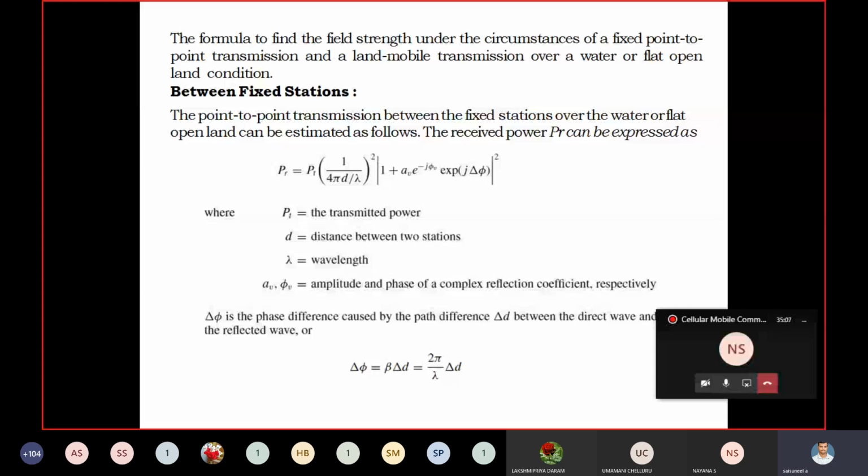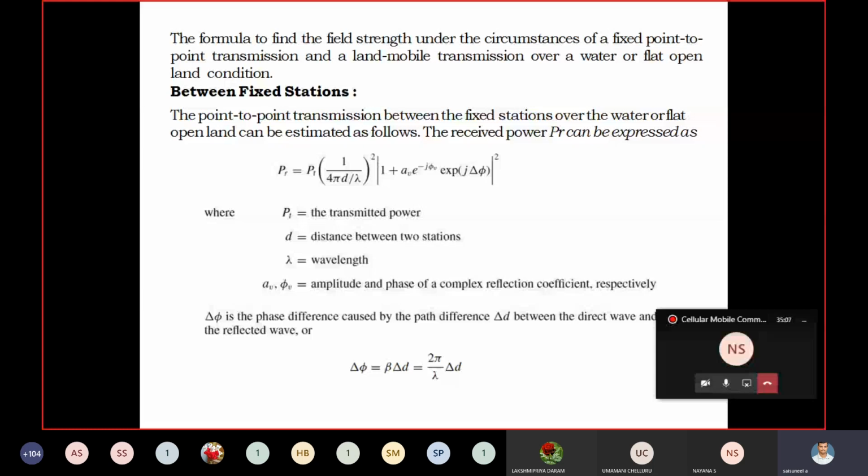Then I have to consider the phase coefficient. We know that delta phi equals beta into delta d, where delta d is the difference between d1 and d2, the two paths. Then AV e power minus j phi v is the reflection coefficient. AV is the amplitude coefficient, which is equal to -1 when theta is very small, as we discussed yesterday.